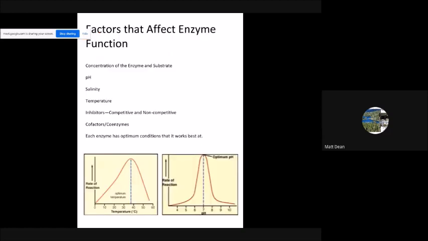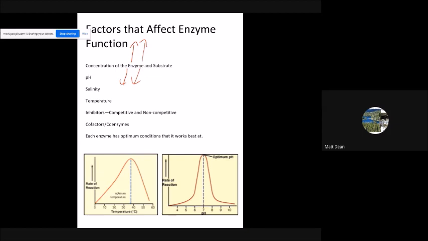So we already talked about a few factors that affect enzyme function. Let's go through a list though and talk about a few more. Concentration is a big influence. Concentration of both the enzyme and the substrate. Number one, when the concentration of enzyme goes up, the rate is also going to go up. That's true unless you just run out of substrate. But typically, higher concentration of enzyme, faster rate of reaction. Lower concentration of enzyme, lower rate of reaction.